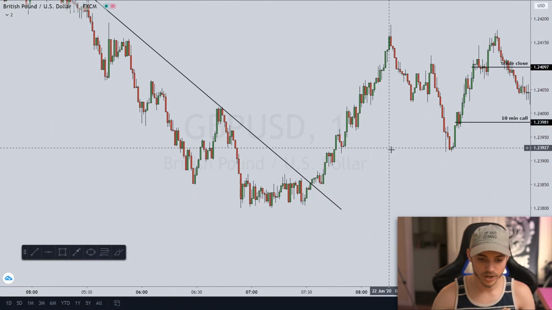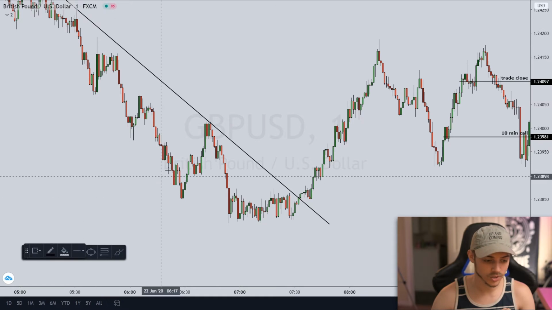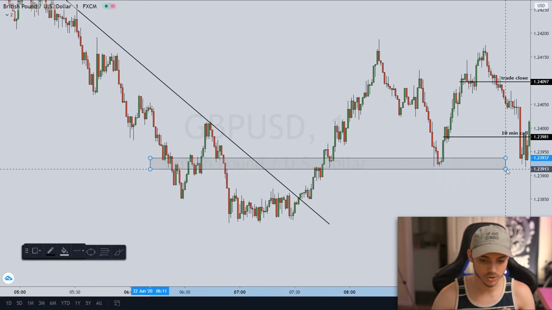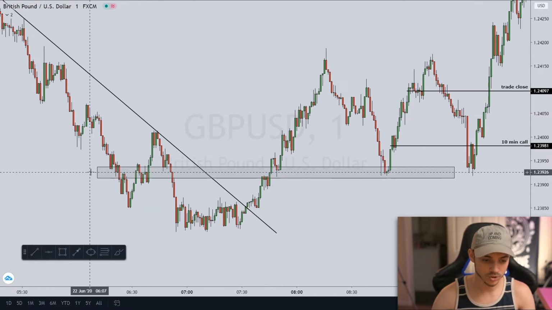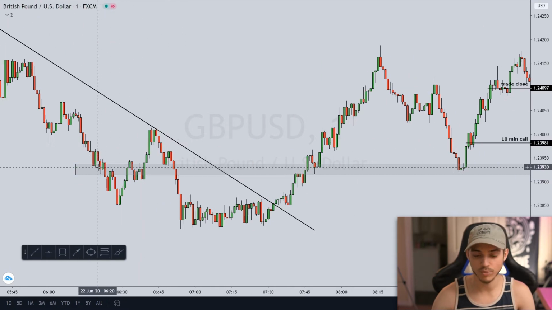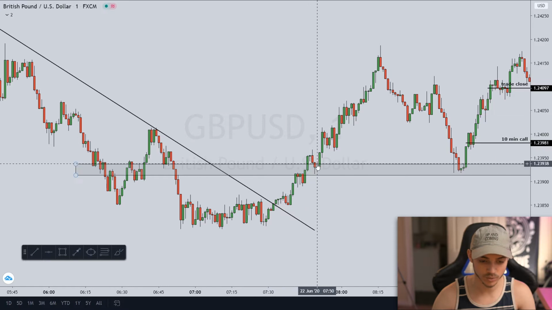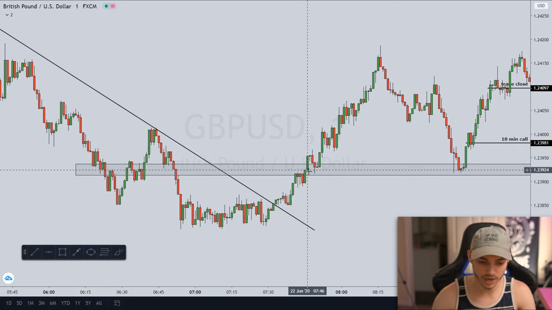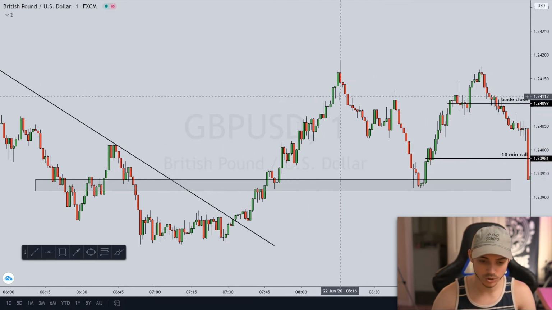price breaks that downtrend right here. So all we did was simply wait for price to come back and retest structure, which you can see this was the last level that price made right here before it broke structure. And then after the structure break, we can see that we have another level being made right here, where you can see there is some brick walling. Price shoots up, comes back and retests it, and then continues that trend.